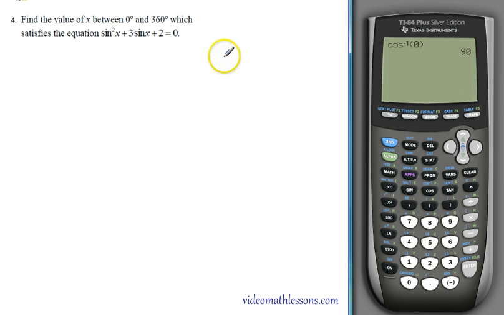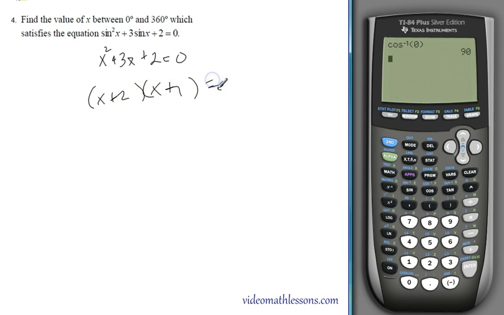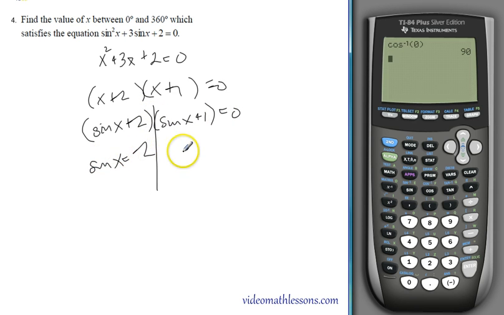Now, this is a quadratic, and if you don't like this quadratic, I'll change it to x squared. So now people feel comfortable with this. So I'm just going to factor. It's like nice and easy. X plus 2, x plus 1. And you're like, oh, this is nice. But it's not x. It's sine x. So I'm going to change it back to sine x plus 2, sine x plus 1. So this is sine of x equals negative 2. Sine of x equals negative 1.